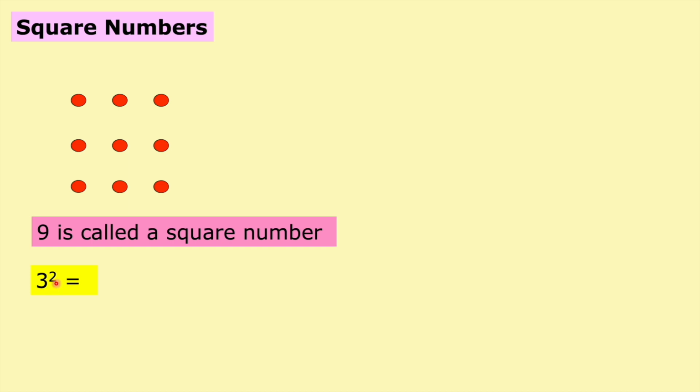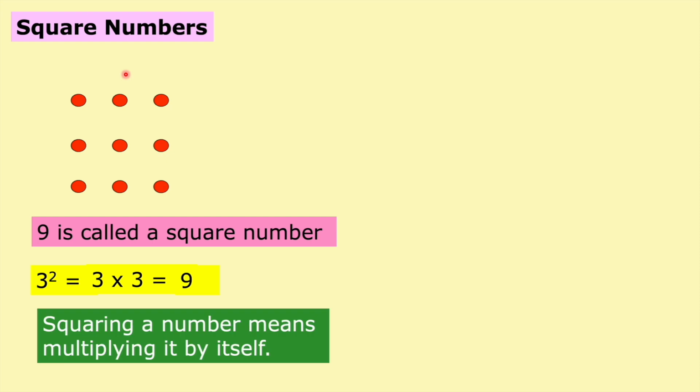And 3 squared, and this little 2 up here means squared. That means 3 times 3 whenever you see that, equals 9. So we've got 3 rows times by 3 columns, giving us 9 in total. That's where we get the number 9 from. And if you've ever been asked to square a number, that means times it by itself, multiply it by itself. For example, 5 squared means 5 times 5 is 25. 4 squared, 4 times 4 equals 16.